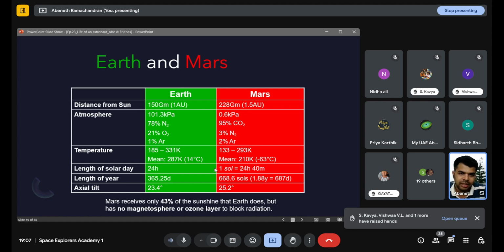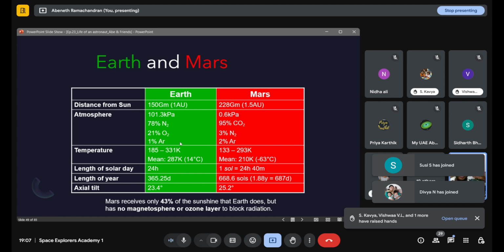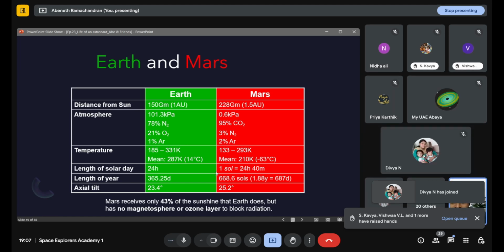The average temperature on Earth is somewhere around 14 degrees. You have minus 70 to 80 degrees at the North Pole and the South Pole, and plus 40 to plus 55 degrees in the equatorial region. That is how the average temperature of 14 degrees comes about. But on Mars, the average is minus 63 degrees. Anywhere you stand on the surface of Mars, it will be very, very cold.